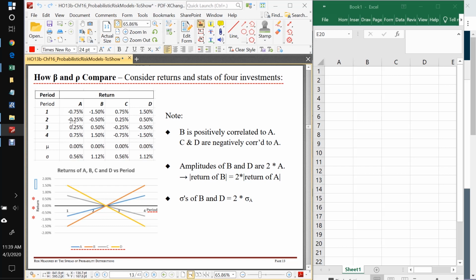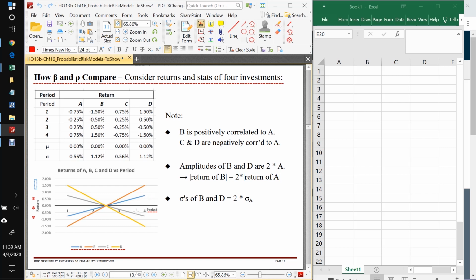Okay, and then I go through this for all 4 periods, and I draw the behavior of A, which is here in period 1. You see it's down by minus 0.75%. They all go through 0, and in period 4, it's up by 0.75%.